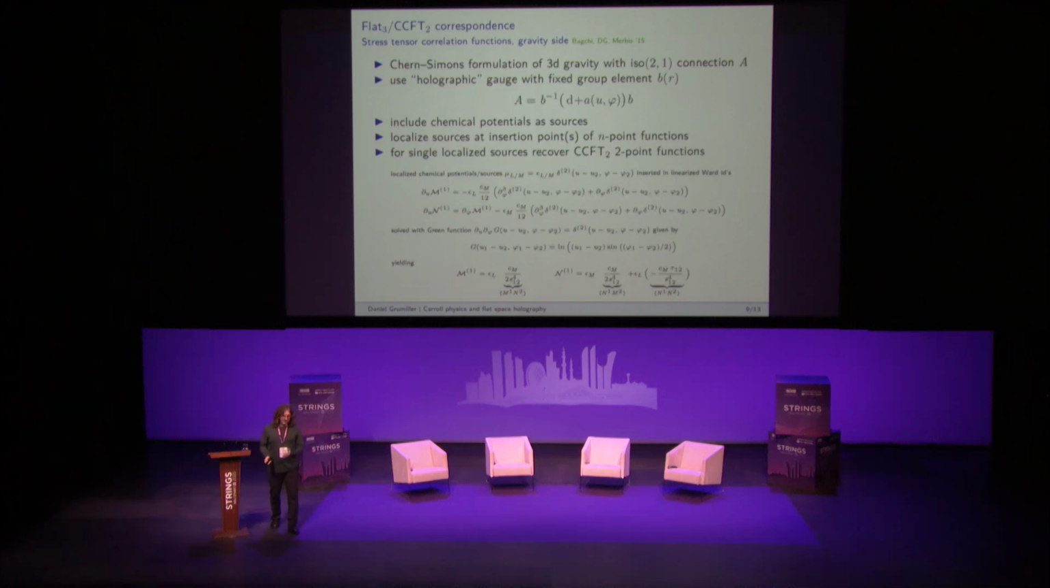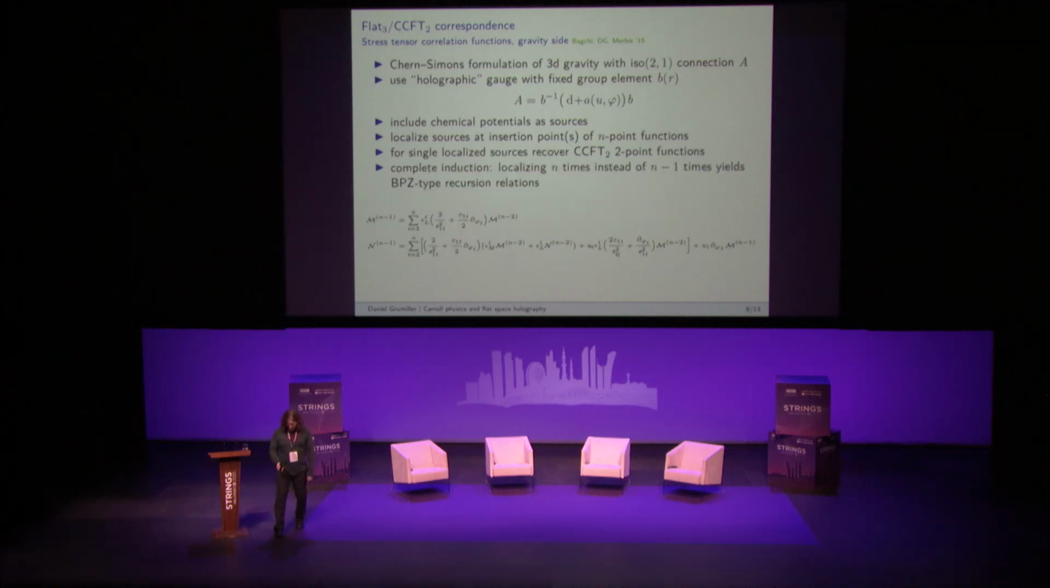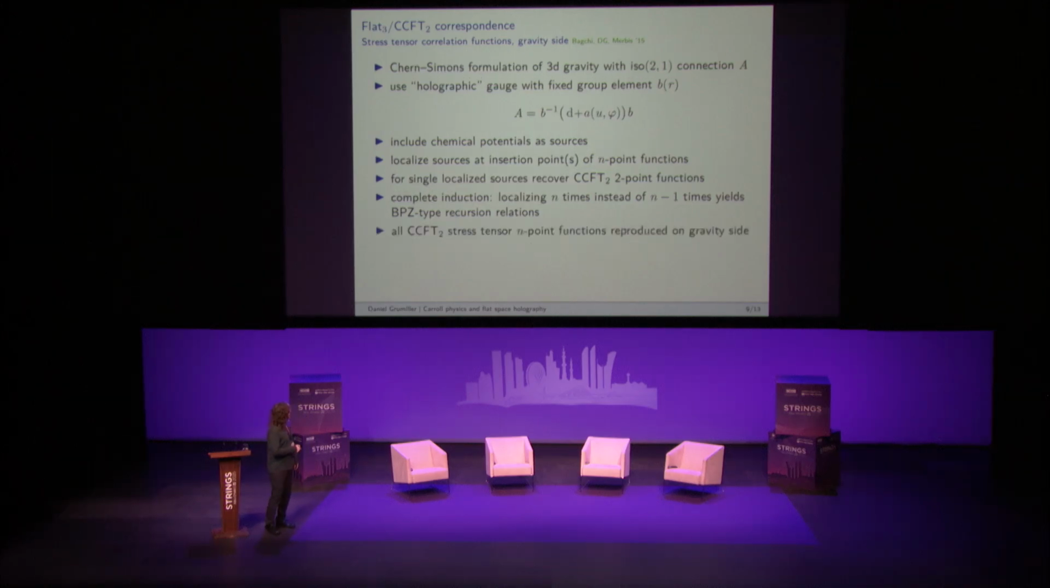And when you do this in this flat space Einstein gravity context, for a single localized source, you indeed recover the CCFT2 2-point functions, but I'll not guide you through these details. You can read the slide afterwards or look up the calculation in the paper if you're interested. And then by complete induction, you can localize n times instead of n-1 times, and that yields precisely the BPZ type recursion relations that I've shown to you on the previous slide. So as a conclusion of this, all the CCFT2 stress tensor endpoint functions are reproduced on the gravity side.